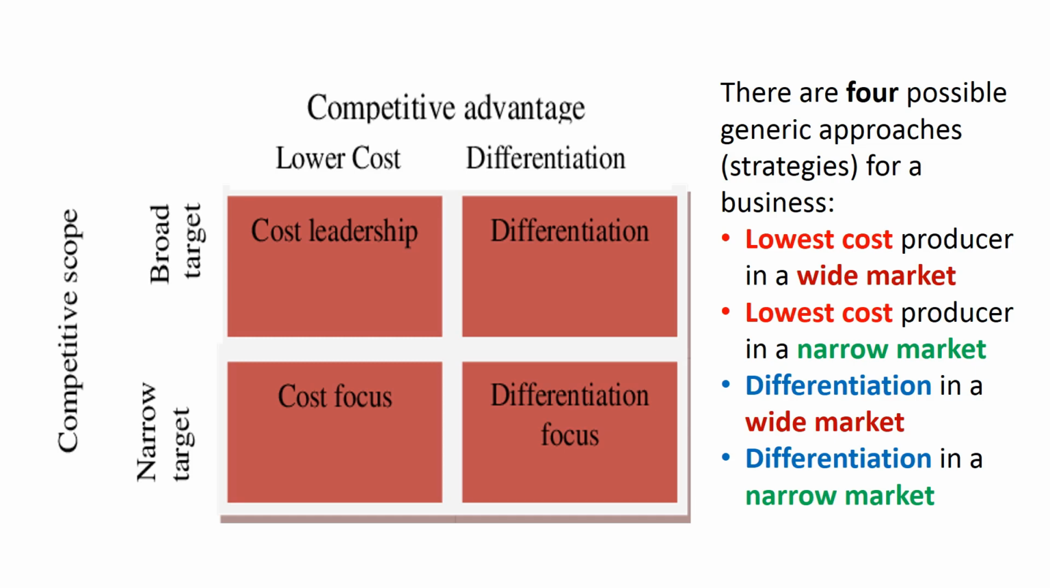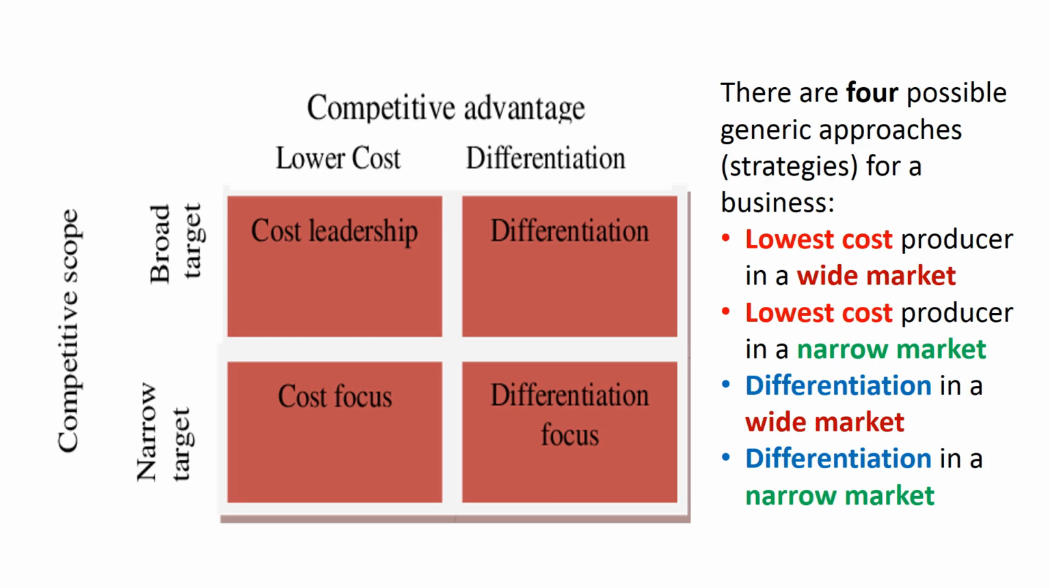It could decide to adopt a strategy to be the lowest cost producer in a wide market. This is referred to as a cost leadership strategy. That is, it's the strategy that is referred to in the top left-hand box. Alternatively, the business could take the view that it wants to become the lowest cost producer in a narrow market. In that case, it's said to adopt a cost focus strategy. That's the name given to the strategy in the left-hand box at the bottom.